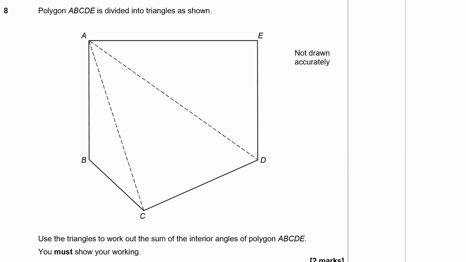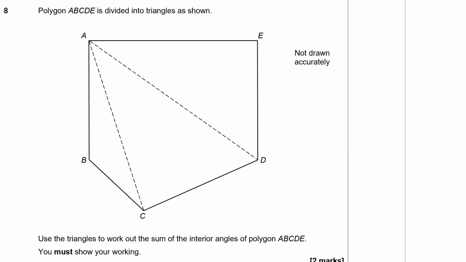Question 8 shows a polygon ABCDE, and that has been divided into 3 triangles. And we need to use the triangles to work out the sum of the interior angles of polygon ABCDE, and we must show our working. Well, this polygon has got 5 sides, so it's actually a pentagon. So a 5-sided shape has got 3 triangles that go inside.